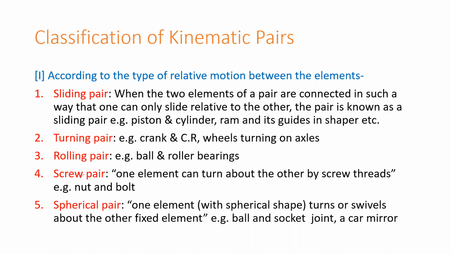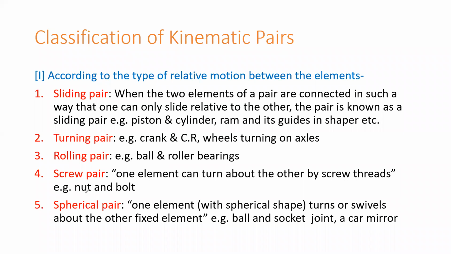Then there is the screw pair. What is the screw pair? In this, the two elements are in contact, no doubt. One element can turn about the other by screw threads. So it has screw threads in it, and one element will turn in the other, which is called the screw pair. So an example is the nut and bolt.